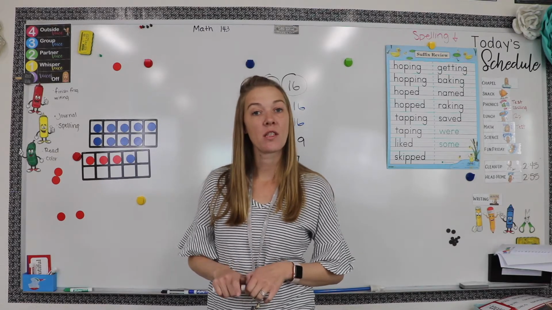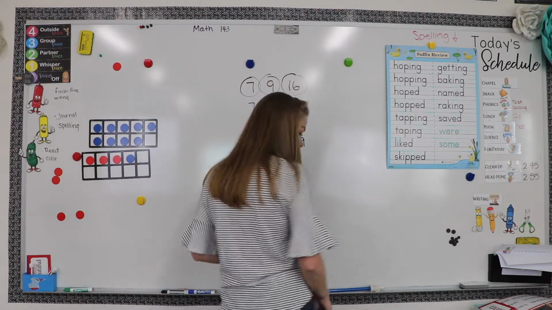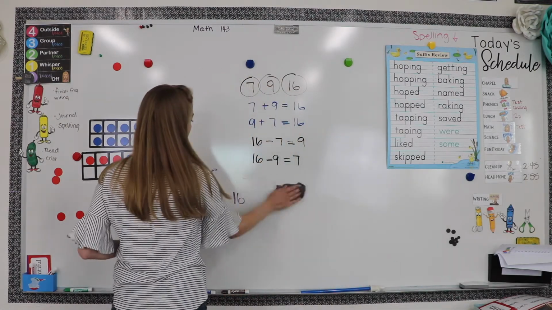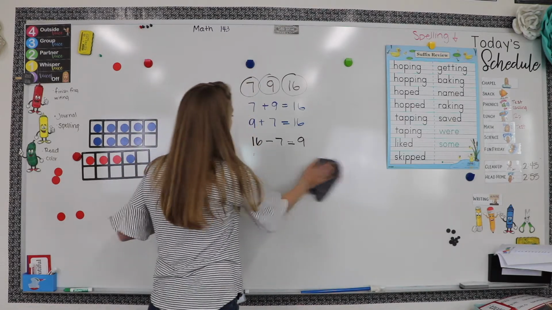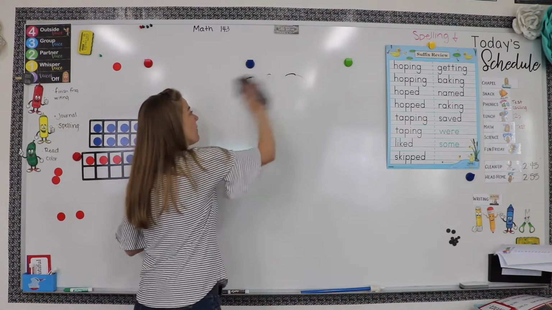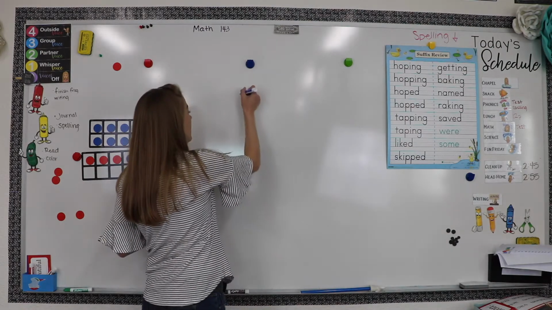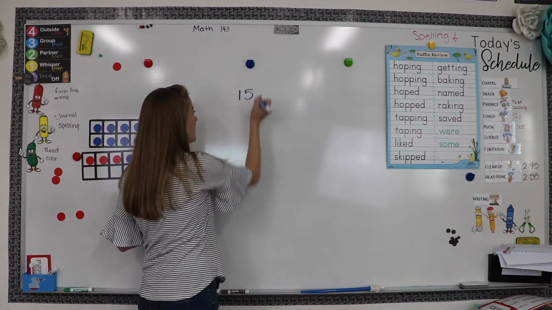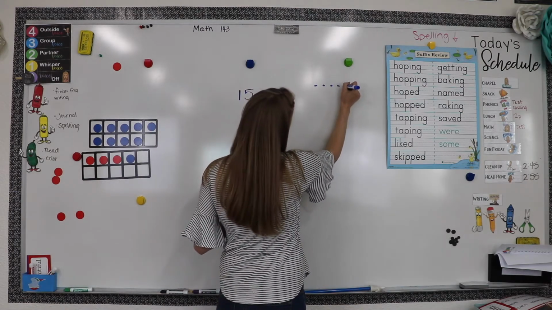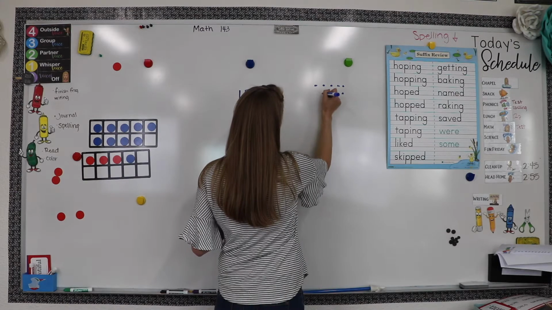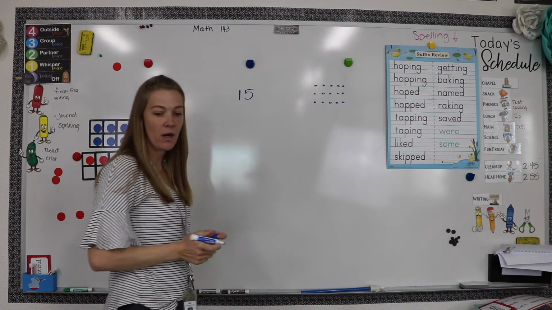So is this addition or subtraction? Well, let's see. They started with 15 worms. So he dug up 15 worms. And I need to make 15 dots. Okay, so there's my 15 worms.